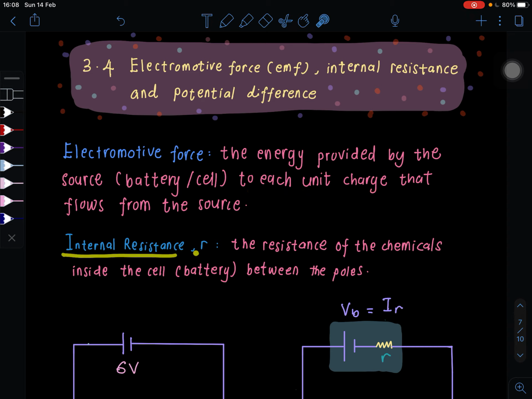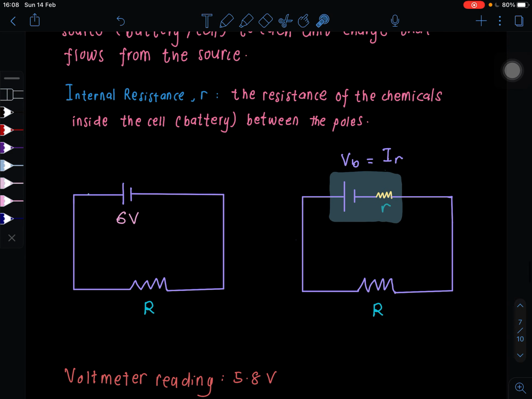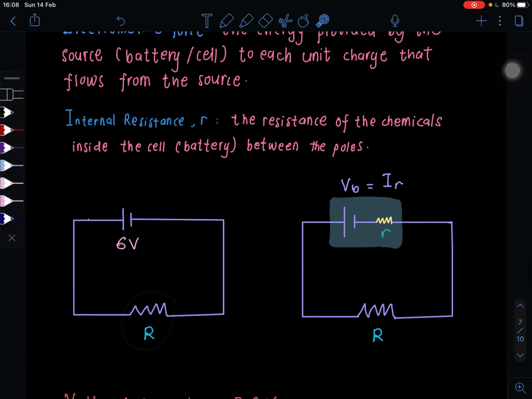Internal resistance, which we denote as a small letter r, is the resistance of the chemicals inside the cell, which is the battery, between the poles. Okay, let's say we have a resistor here, and we have a battery of 6 volts. And then we connect a voltmeter across this battery. What this voltmeter will do is measure the potential difference across the battery.